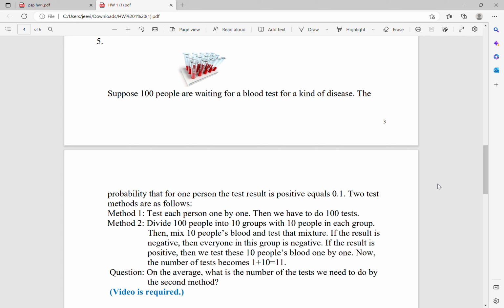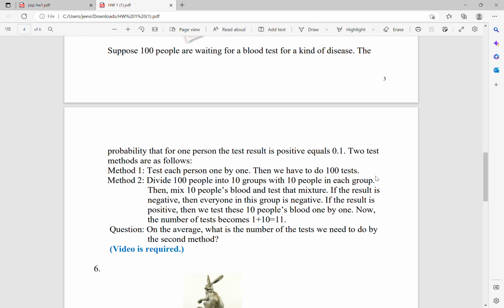So suppose there are 100 people that are waiting for a blood test of some kind of a disease to be done. The probability that one person out of these 100 people tests positive is 0.1. Now to calculate these tests, there are two methods that are possible.